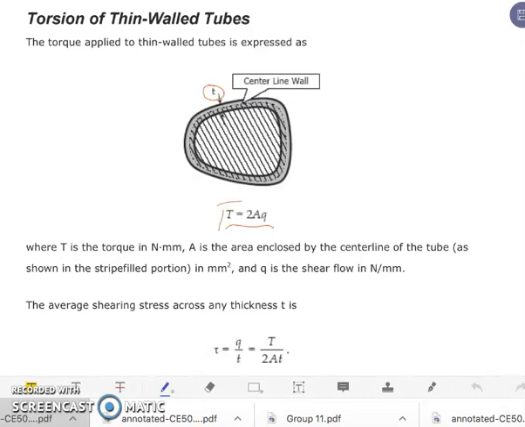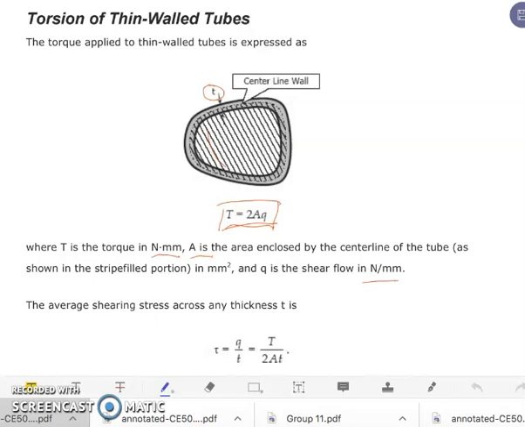So this will be the formula that you will be using for the torsion that is considered on a thin-walled tube. You have to take note that T is in Newton millimeter. Our area for this one is the area that is enclosed by the center line of the tube, and that is shown in the stripe filled portion. So this is the area that we are considering. And our q is the shear flow, which is in Newton per mm.